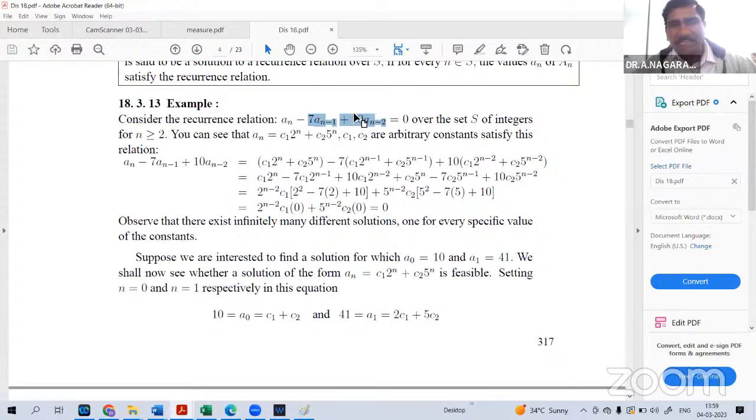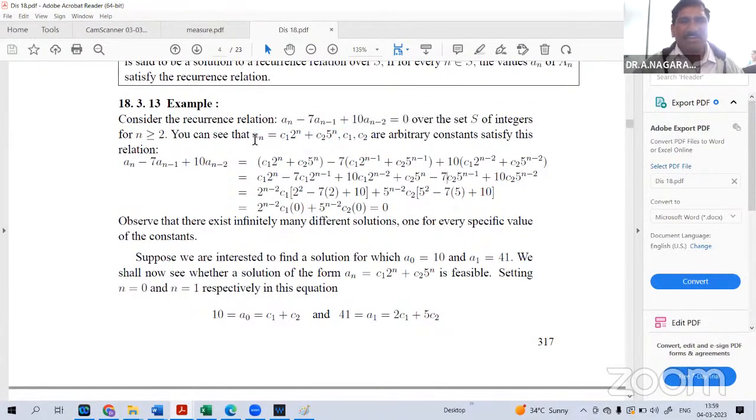For example, if there are 3 terms, with a n minus 3, it becomes a cubic equation: x cube plus something x square plus something x plus a constant. Cubic equation roots, how do you find them? You already know that from 10th class. There you find the 3 roots, and 3 roots means 3 constants are needed. So a n equals C1 into the first solution power n, plus C2 into the second solution power n, plus C3 into the third solution power n. This is finding the root solutions.